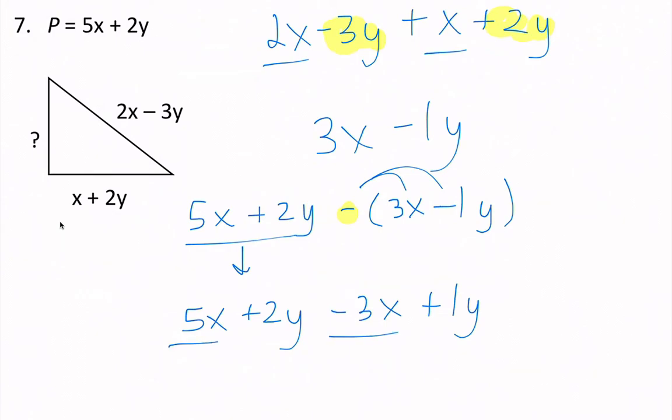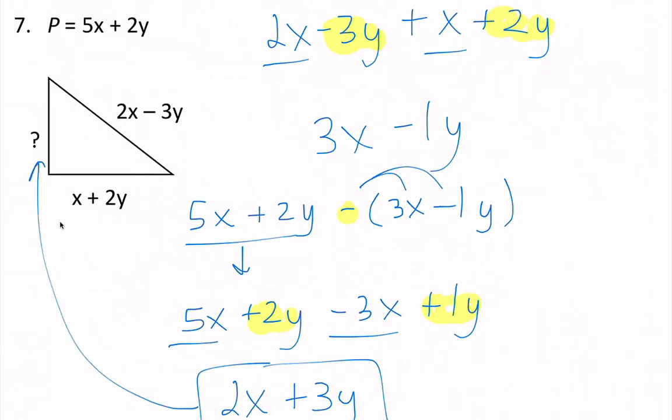I have x's here and here. A 5 and a -3 gives me 2, and those are x's. I combine my y's, so 2y and 1y will combine to give me a positive 3y. So I know that 2x plus 3y is that missing piece.